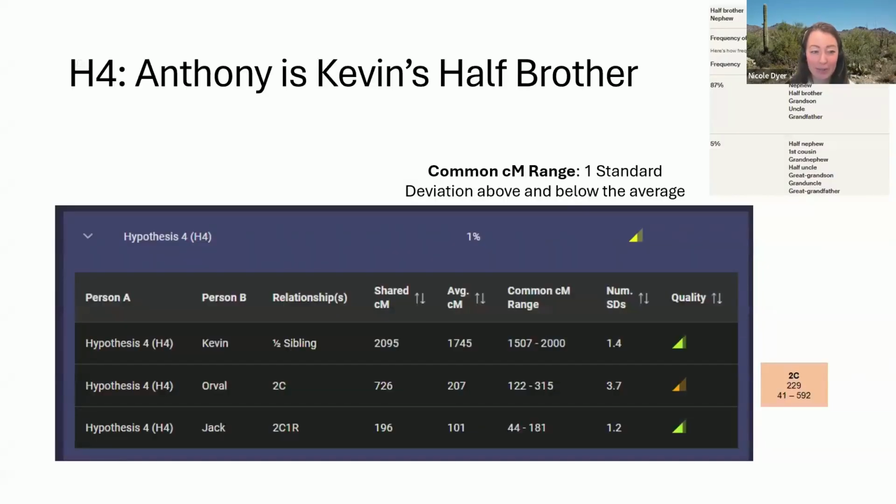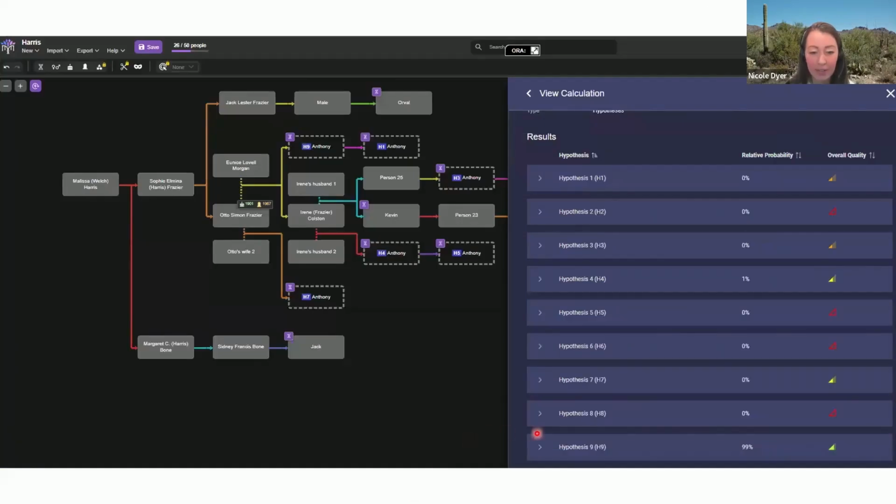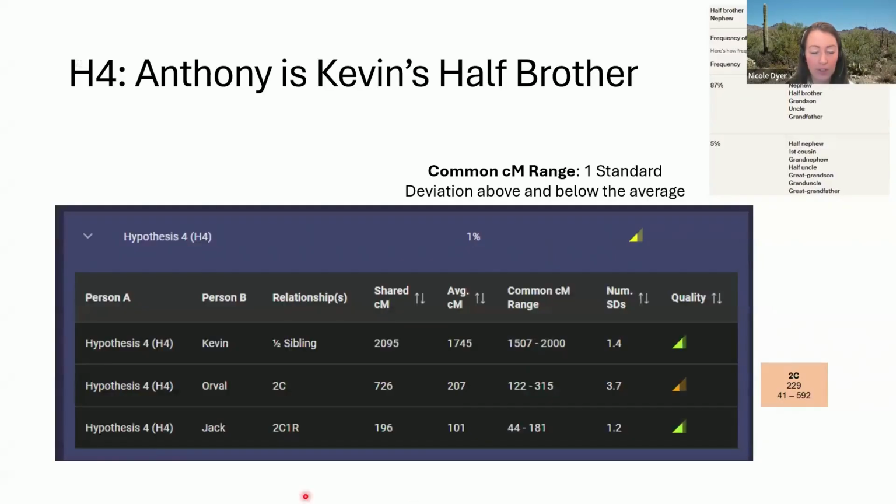So let's go through how this works. If you click on the arrow down, then you can see the results for that hypothesis. And so for hypothesis 4, where Anthony is Kevin's half brother, we can see that the score for each relationship is given. And the one that made this hypothesis not work very well was the relationship between Orville and hypothesis 4, where Anthony was the half sibling.